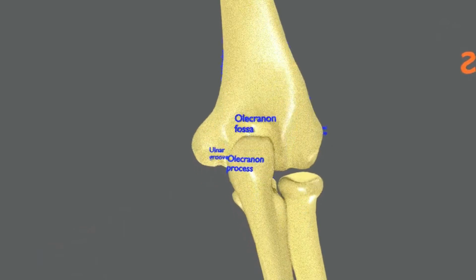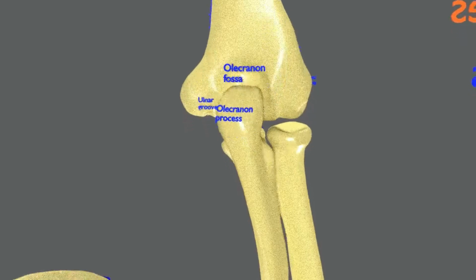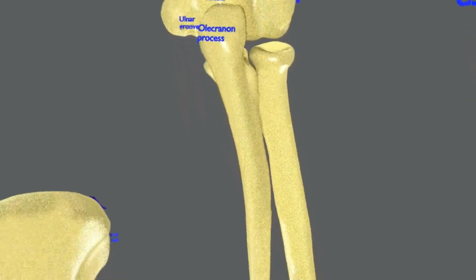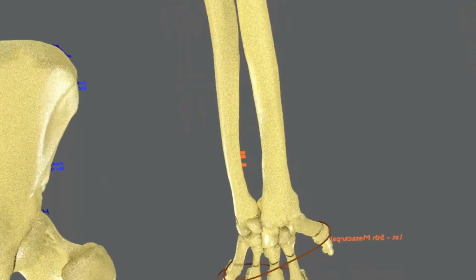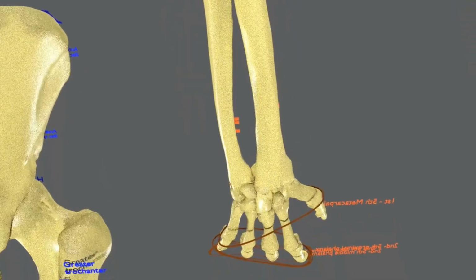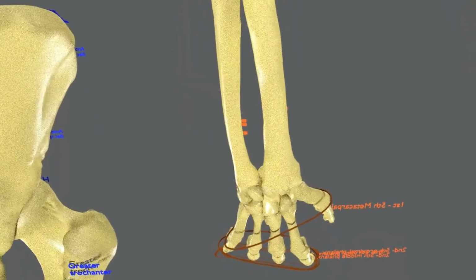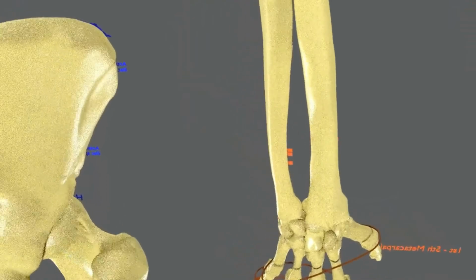Now, the forearm bones, ulna and radius, are seen articulating proximally with the humerus, and the distal ends articulate with carpal bones. Radius and ulna articulate with each other at the proximal and distal radio-ulnar joints.